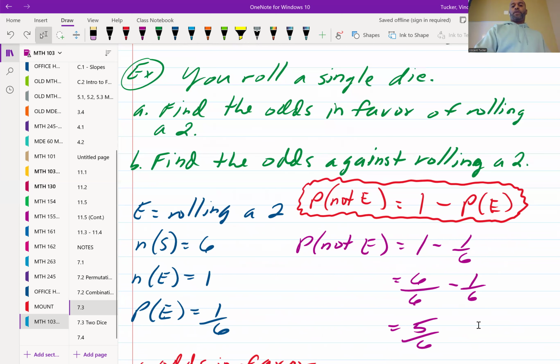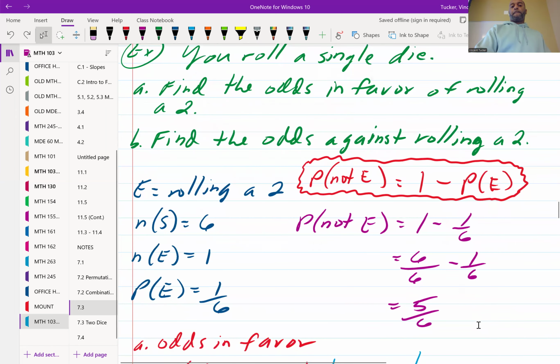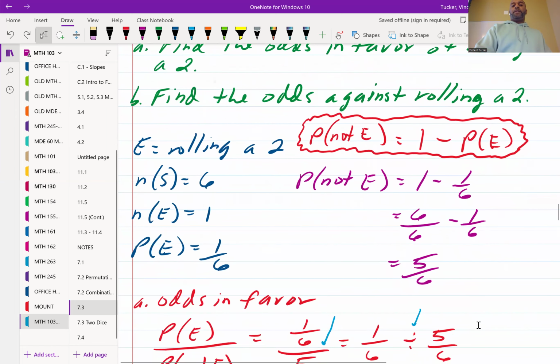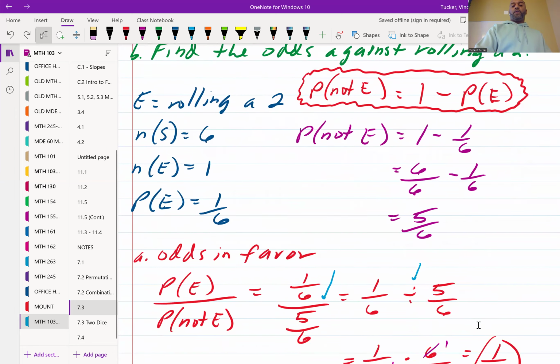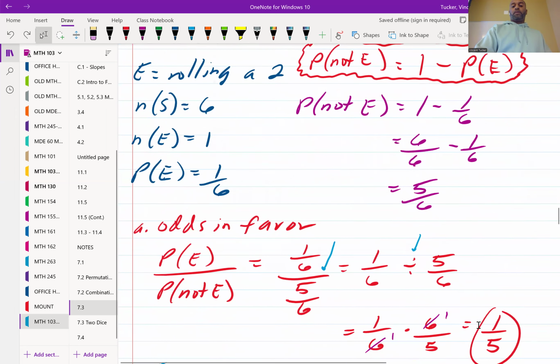All right, now that we have both pieces, we can go ahead and calculate odds in favor. Like I mentioned before, to calculate odds in favor, that's the probability of your event over the probability of your event not occurring. So it's 1 over 6 divided by 5 over 6. This fraction bar and this division sign are the same thing. So I just took it from being vertical to horizontal.